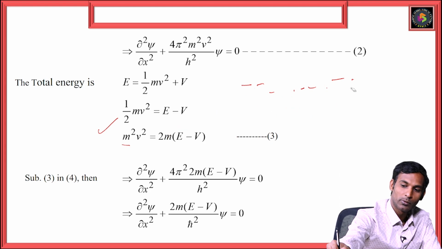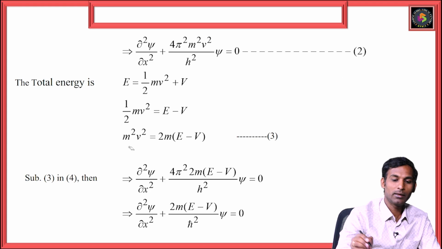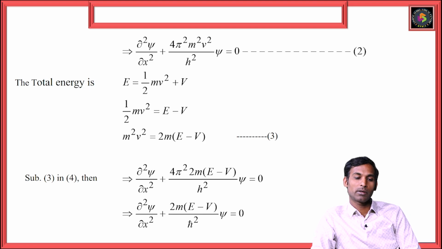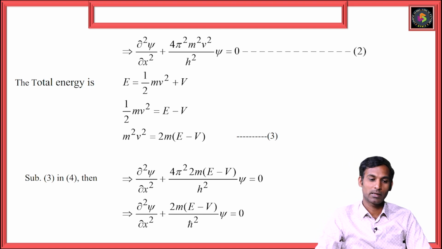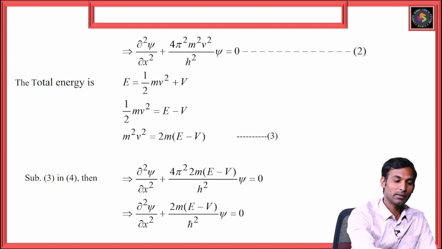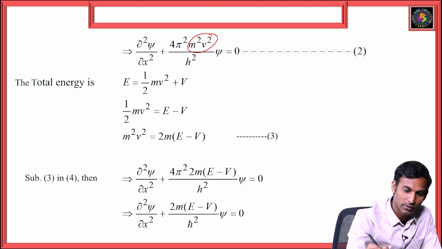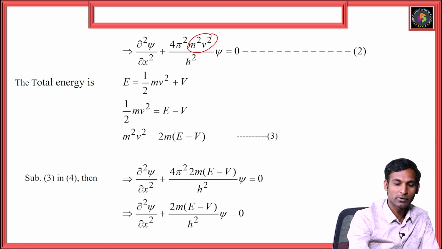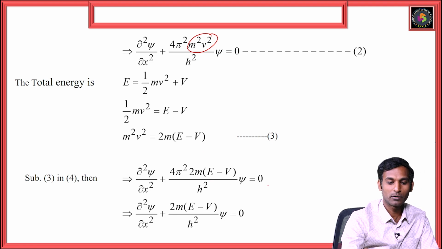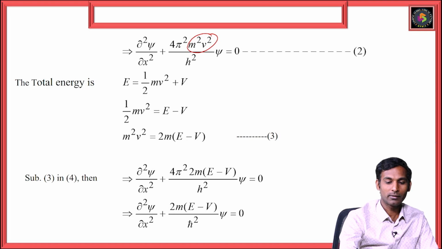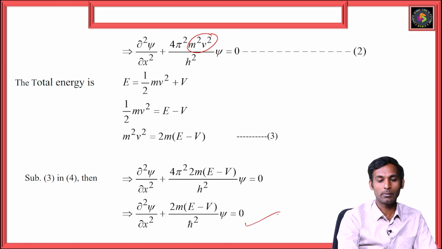Equation 2 gives the de Broglie wavelength. Equation number 3 indicates that the total energy is equal to potential energy plus kinetic energy. Equation 4 gives m square v square is equal to 2m(E minus V). Substitute this m square v square value: dou square psi by dou x square plus 4 pi square times 2m(E minus V) divided by h square, psi is equal to 0. Simplify, and you will get dou square psi by dou x square plus 2m(E minus V) by h bar square, psi is equal to 0.